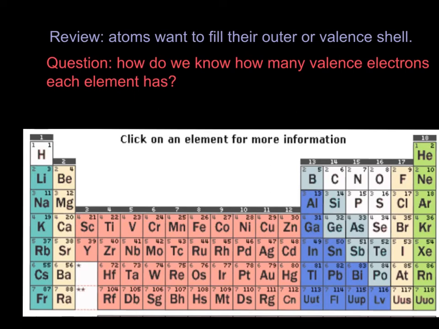Alright, so the first thing that we're going to talk about, if we review, we know that atoms want to fill their outer shell or their valence shell, and they all want to have 8. Remember, this is your octet rule. So the question is, how do we know how many valence electrons each element has?